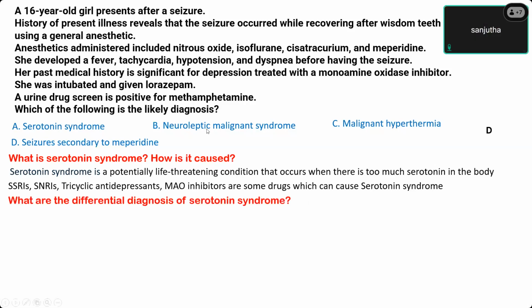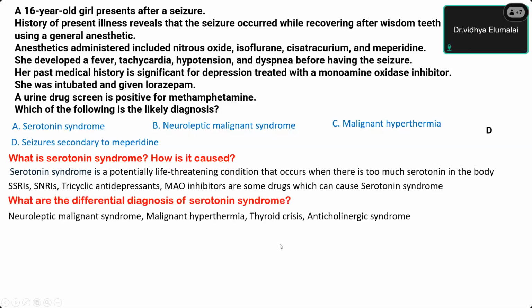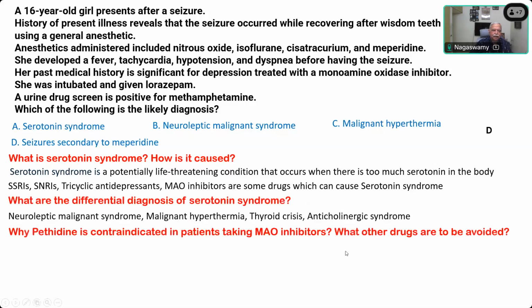What are the differential diagnoses of serotonin syndrome? Thyroid storm, malignant hyperthermia, neuroleptic malignant syndrome, thyroid crisis, anticholinergic syndrome. Why is pethidine contraindicated in patients taking MAO inhibitors? What other drugs are to be avoided if the patient is on MAO inhibitors?